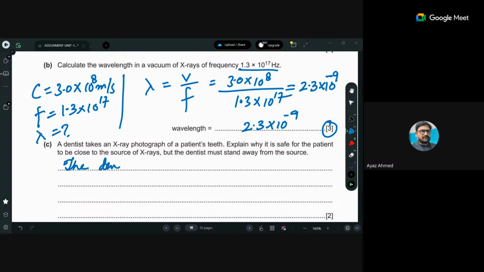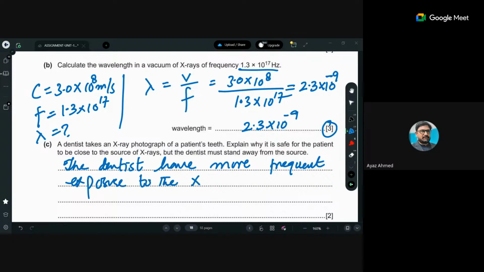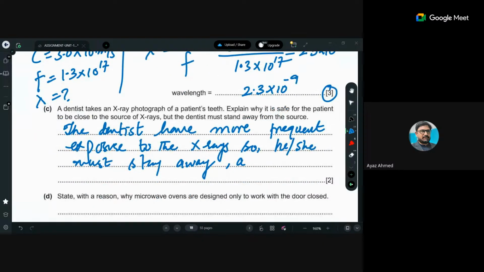The dentist has more frequent exposure to the X-rays, so he or she must stay away, as the patient has the X-rays only once. Is it?